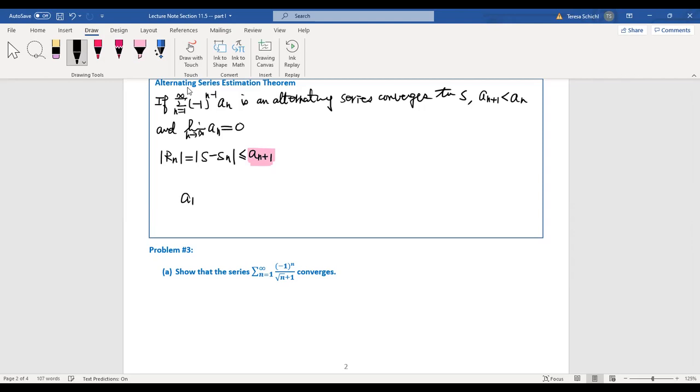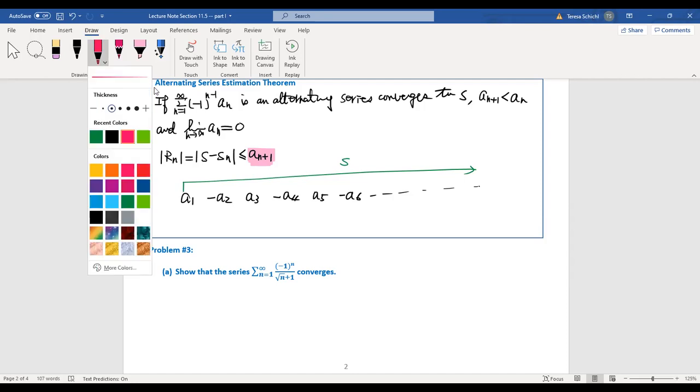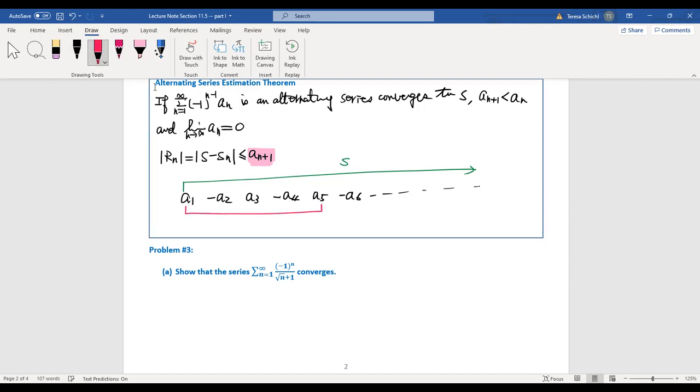So let's take a look. Your series is a1 minus a2 plus a3 minus a4 plus a5 minus a6, and so on. S is what you get by adding all the terms, and let's say S5 is the sum up to a5. Then S minus S5 will start out with negative a6.